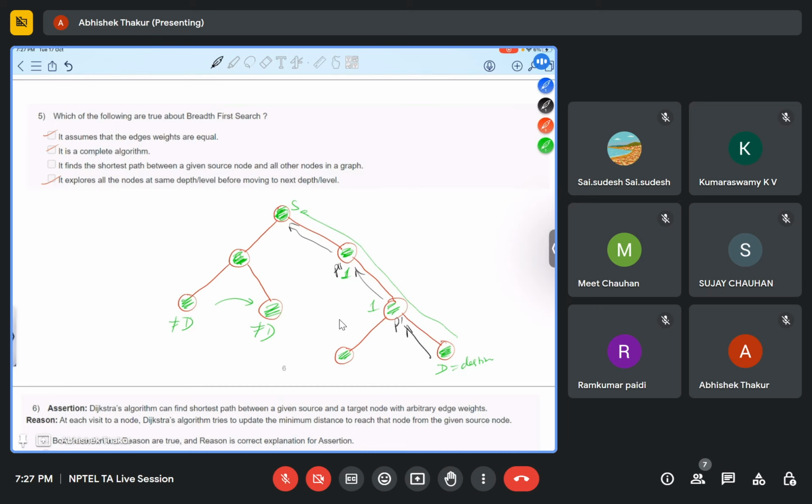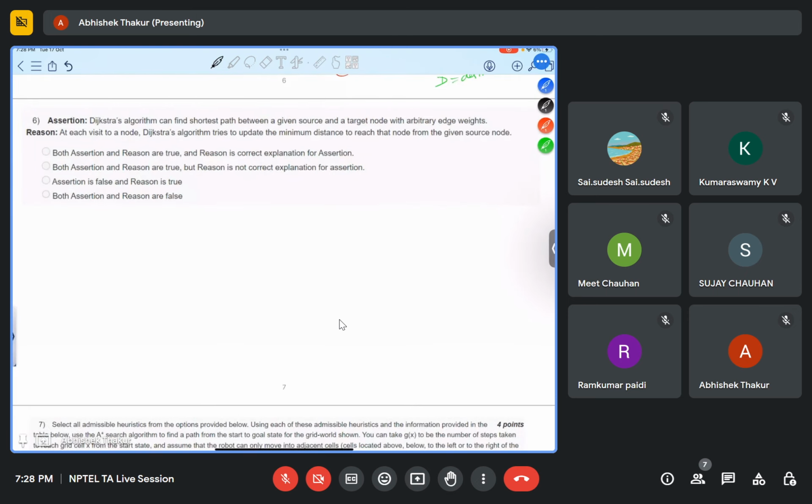In this, it assumes that all the edges are equally weighted. So it traverses all the nodes without giving any weight to some specific node. Giving weight means like if a node has some higher weight, then that node is to be traversed first. But it does not do like that. So for this, A, B, and D is the correct answer. So now we'll move on to the next question.